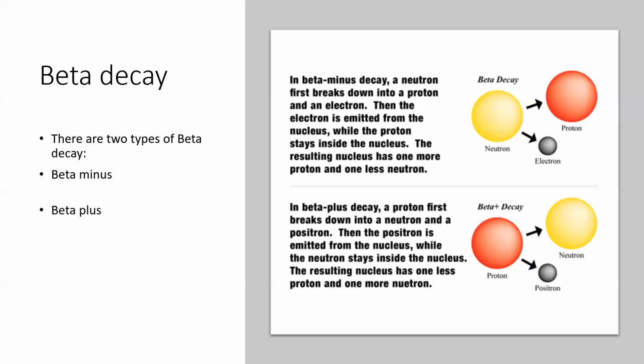In beta plus decay, the nucleus has too many protons and therefore becomes unstable. So a proton breaks down into a neutron. Because a proton, a plus charge, is converting into a neutron, a positron is created. The positron is emitted from the nucleus while the neutron stays inside. The resulting nucleus has one less proton but one more neutron. We will have a look at beta minus and beta plus decay in much more detail in the next two slides.